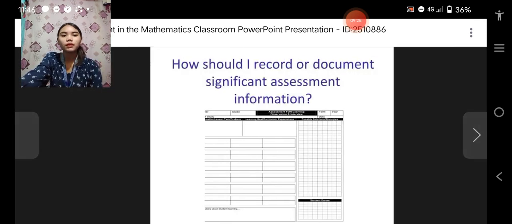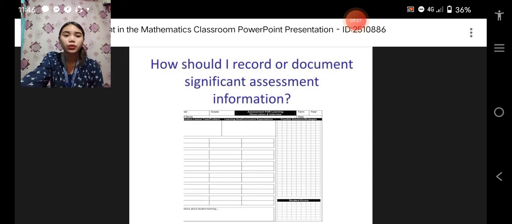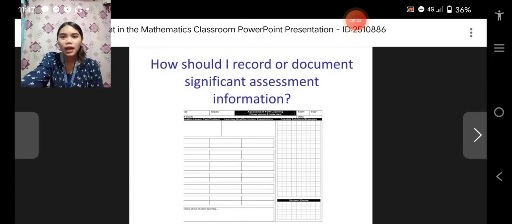So the next is how should I record or document significant assessment information. As I have said, the record of assessment is very essential in an education system information cycle. This is because of the important role of this record in the process of efficiency and information's product. Assessment records are the vital source of accountability. This is because they provide evidence.